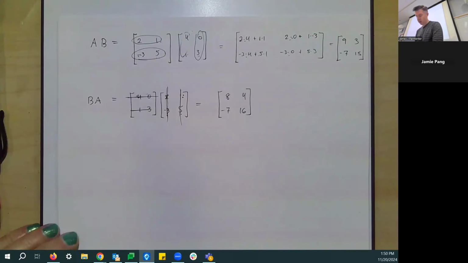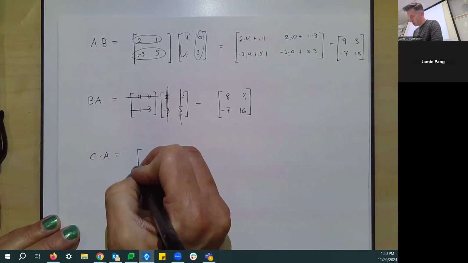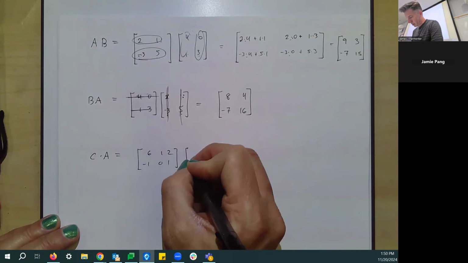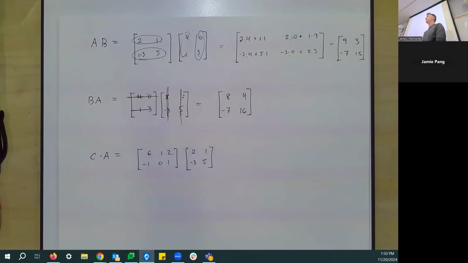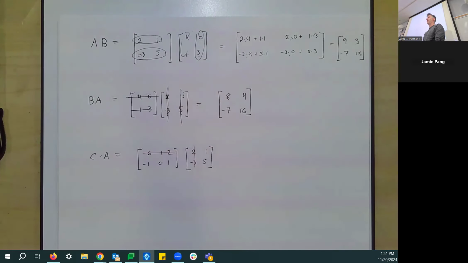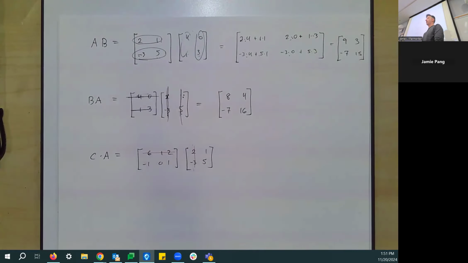So I want to point out that you can't always multiply two matrices together. For example, if I was going to try to multiply C times A, where C was the matrix 6, 1, 2, negative 1, 0, 1, and A is the matrix 2, 1, negative 3, 5, I got problems. Because when I tried to do the dot product of this row with this column, I don't have the same number of things. I have 3 things here, and you can't dot a vector in R3 with a vector in R2. Or you can't dot a 3-component vector with a 2-component vector. They have to have the same number of components.